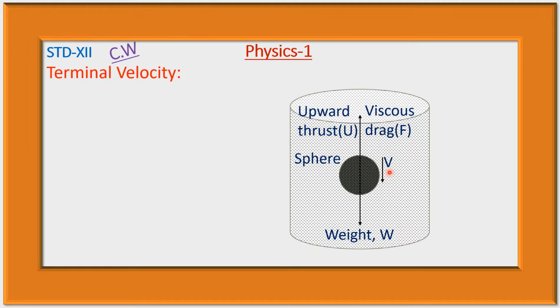At a certain time, the weight of the body is balanced by the upward thrust and viscous force. In this situation, there is no net force and no net acceleration on this body. Therefore, the body falls with a constant velocity. And this constant velocity is known as terminal velocity.